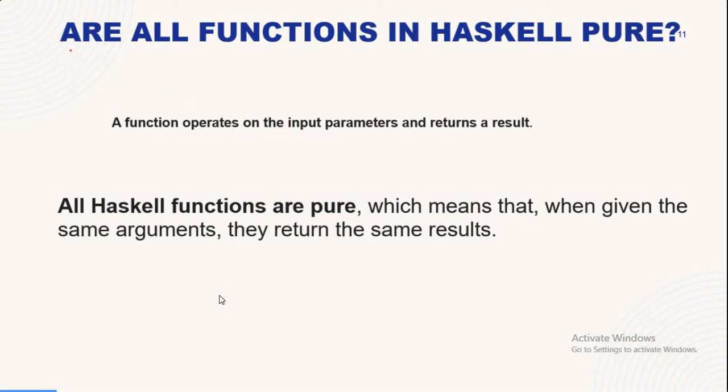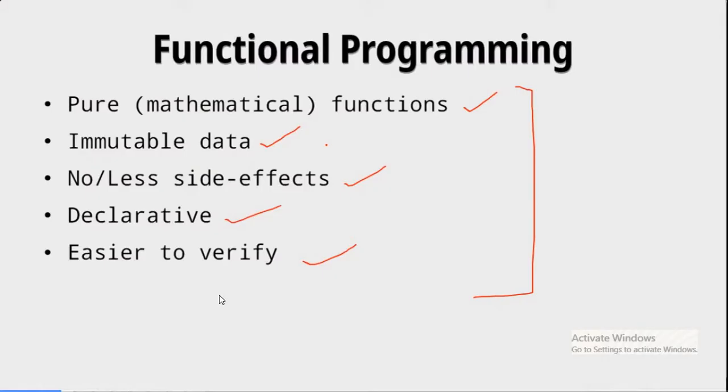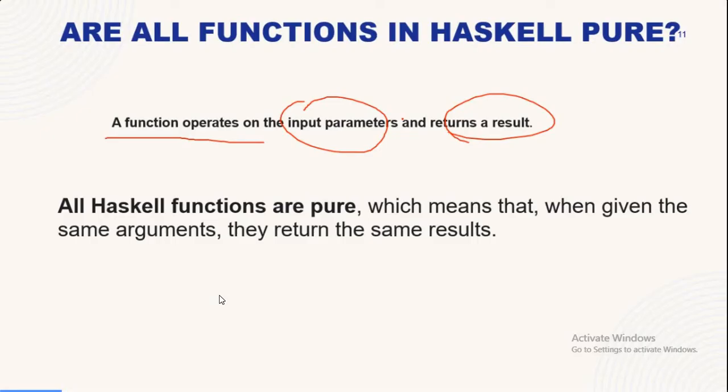So here I have one question: are all the functions in Haskell pure? Before giving the answer, I am telling you one thing: a function operates on input parameters and returns a result. That means any function always accepts some input parameters and returns a result. Okay. So this is the first concept of a pure mathematical function. In pure mathematical functions, any function takes some input and returns some output. All Haskell functions are pure, which means when you give some argument to the function, it returns some result.